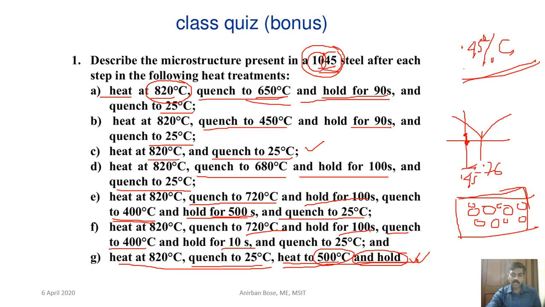Okay. We'll see in the next part of the phase transformation. This particular structure is called sorbite. Okay. So anyway, this kind of formation is expected. But if you hold it for a very long time, at 500, 600 degrees centigrade, 600, 650 degrees centigrade, you may get the spheroidic structure.